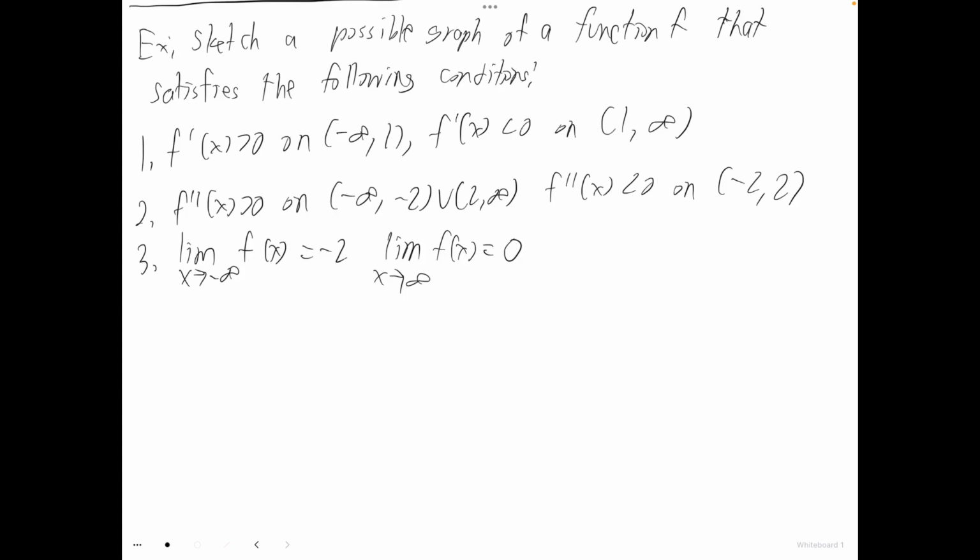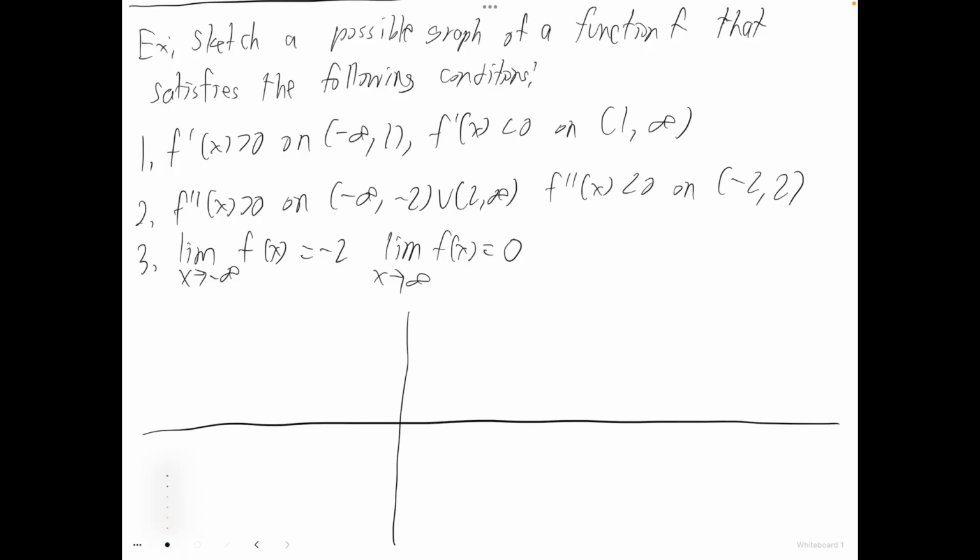Now, the first condition is telling us that we're increasing from negative infinity to 1, and we're decreasing from 1 to infinity. Condition 2 tells us we're concave up on negative infinity to negative 2 and 2 to infinity, and we're concave down on negative 2 to 2. And then the third condition is telling us about horizontal asymptotes. So we have a horizontal asymptote to the left at -2 and to the right at 0.